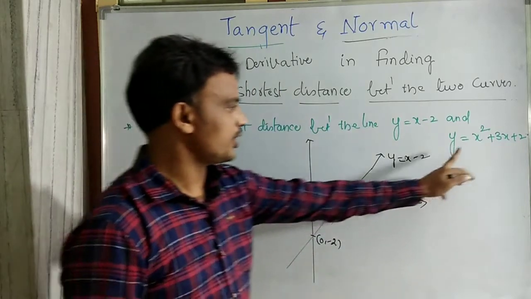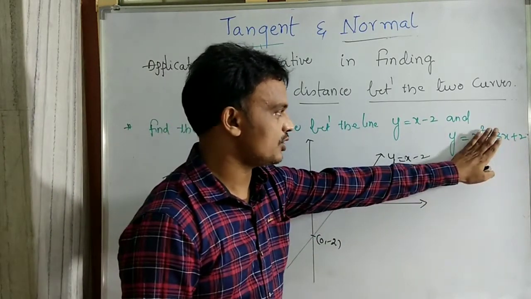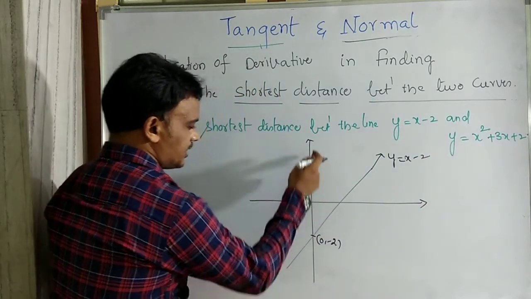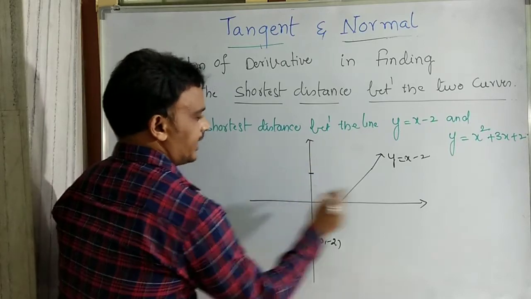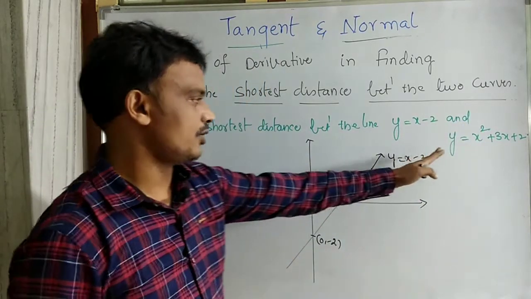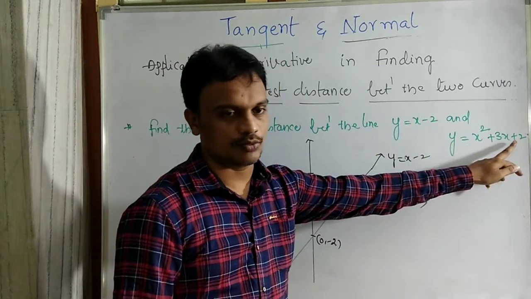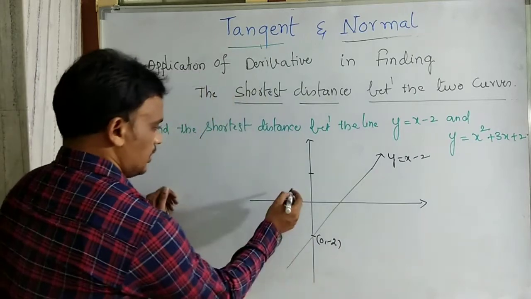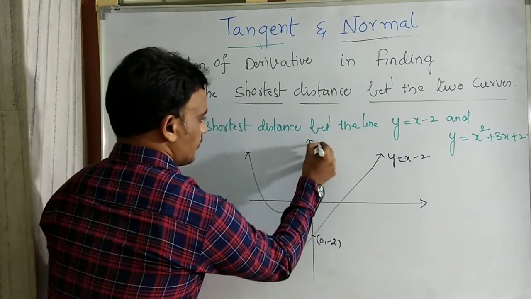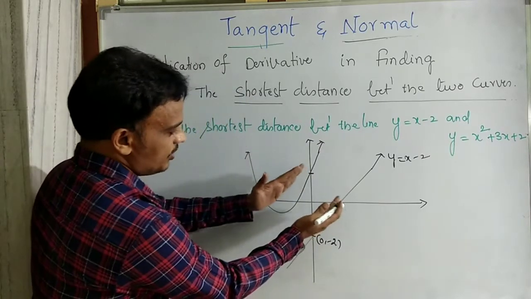And what about this parabola, y equals x square plus 3x plus 2? When x is 0, y is 2, so it intersects like this. The x square coefficient is 1, positive, which is an upward parabola. And when y is 0, where it intersects the x-axis, x square plus 3x plus 2 gives the roots minus 2 and minus 1, so it intersects like this.